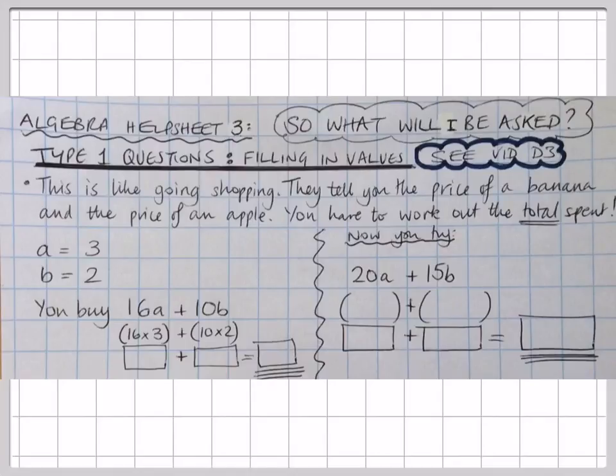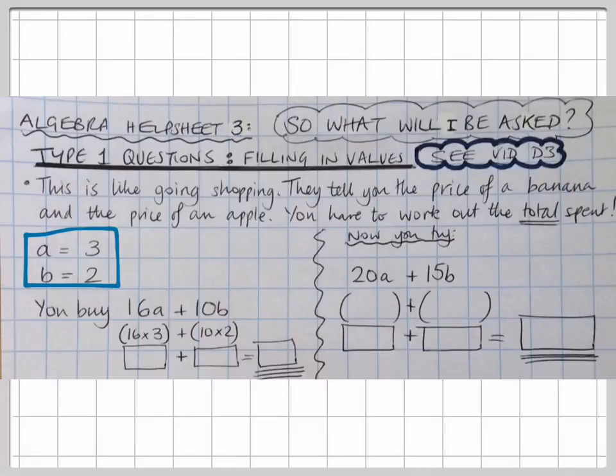This is a bit like going shopping. It's almost like they tell you the price of a banana and they tell you the price of an apple and you have to work out your total amount spent. So in this example on the left here, you're told that an apple costs 3 and a banana costs 2. Here are your prices. You're told that you have to buy 16A and 10B. So that's 16 apples and 10 bananas.